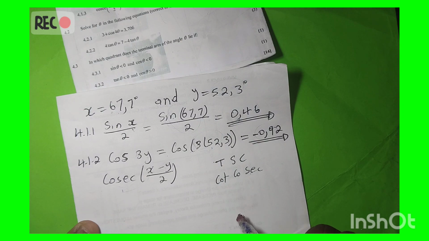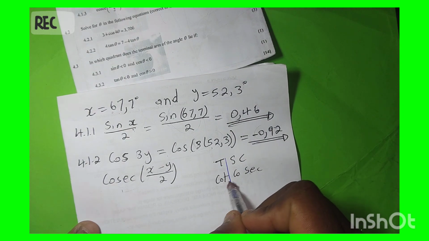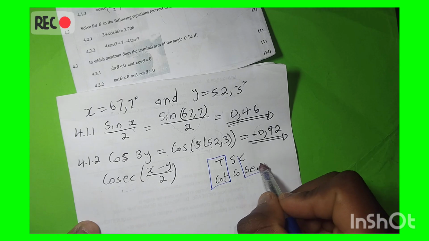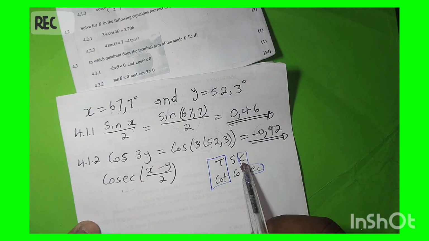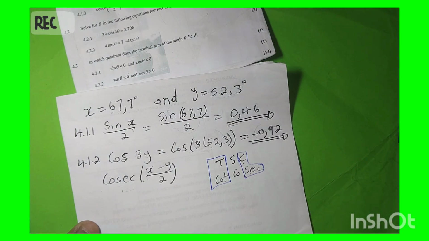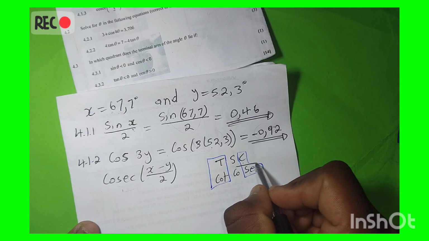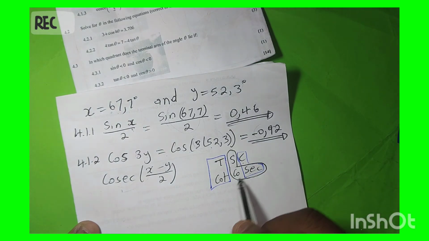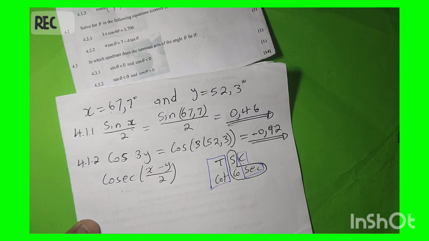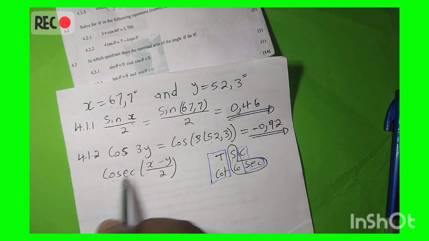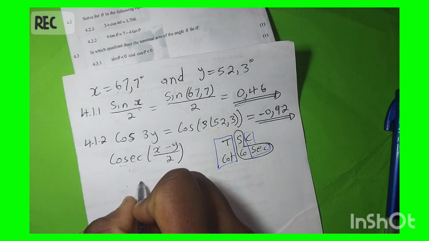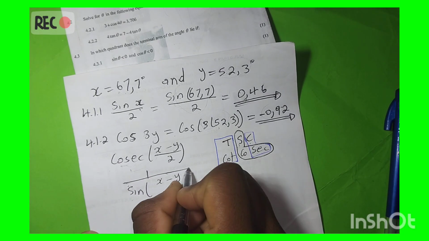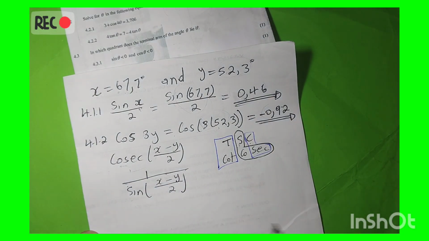All of that, what does it mean to you? It means that cot is the opposite of tan. Then sec is the opposite of what? Of cos. Meaning cosec is the opposite of what? Of sine. So its symbol means that when you see cosec, you can just say it's 1 over sine of (x minus y) divided by 2.